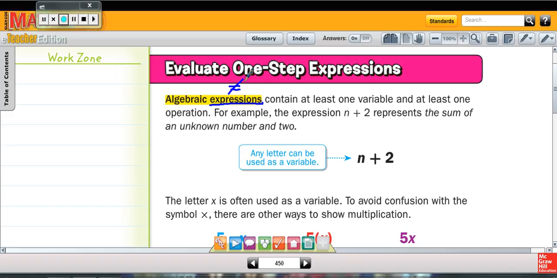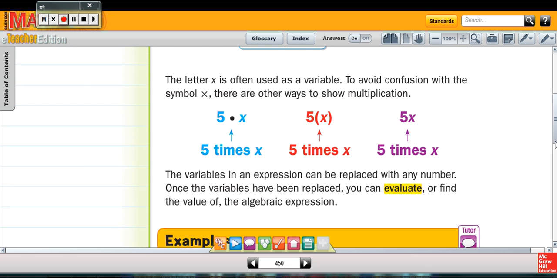So for example, the expression n plus 2 represents the sum, answer to an addition problem, of an unknown number, which is in this case the n, and 2. That's an expression. The letter x is often used as a variable. X and y tend to be two of the most common, C is pretty common. Okay, to avoid confusion with the symbol X, there are other ways to show multiplication. So take a look here.